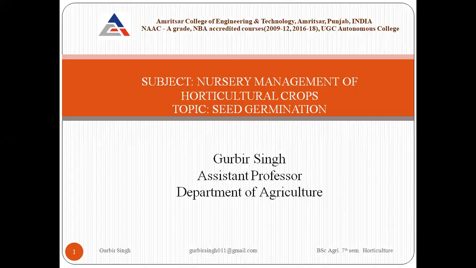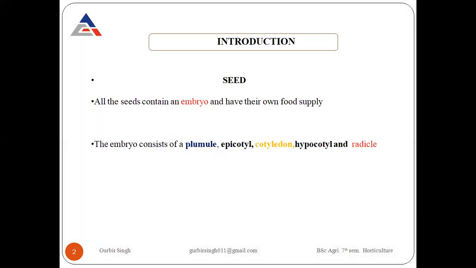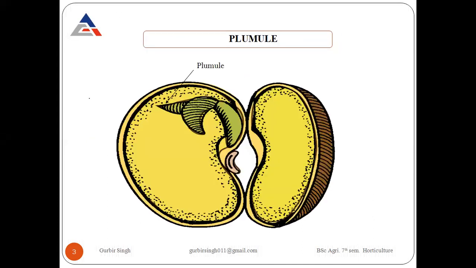All the seeds contain an embryo and have their own food supply. The embryo consists of a plumule, epicotyl, cotyledon, hypocotyl, and radicle. Plumule. The plumule includes the young primordial leaves and growing point of the stem.